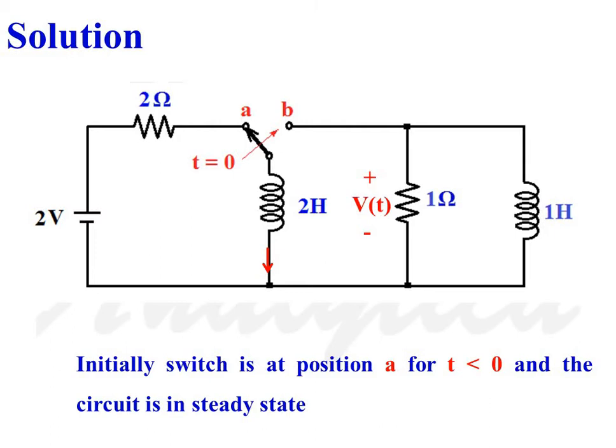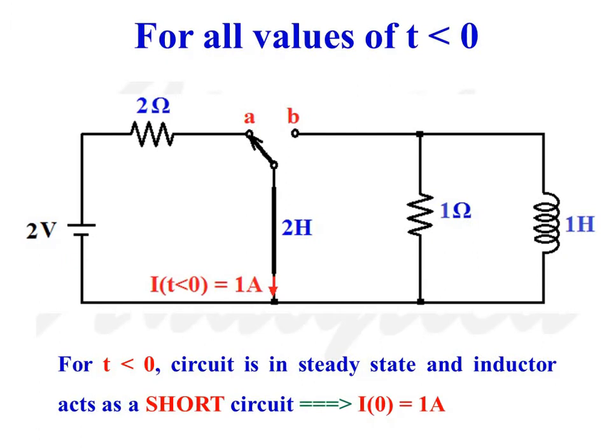Initially, switch is at position A for all values of t less than 0 and circuit is in steady state. Current flows through the inductor. Charging current of the inductor is equal to 2 volt divided by 2 ohms, that is equal to 1 ampere, as inductor acts as a short circuit for DC. So during steady state, current flow through the inductor is equal to 1 ampere.